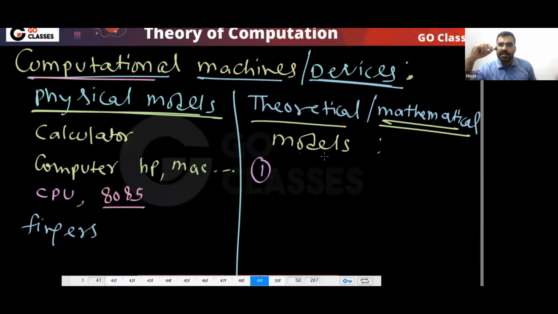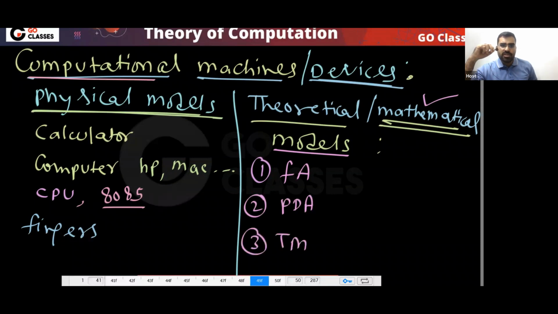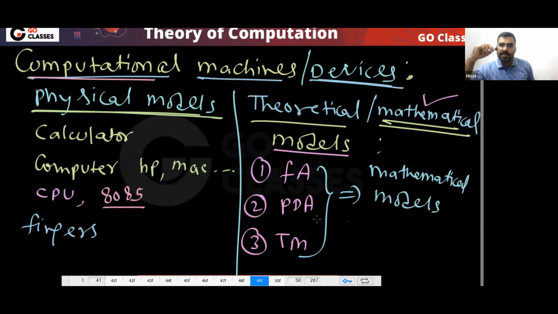So what are the mathematical models that we will study? Mathematical machines that we will study. Okay, we will study finite automata. We will study pushdown automata. We will study Turing machine. So these are the models. Remember, these are theoretical models of computational devices. If anyone asks you what these are, these are mathematical models. These are mathematical machines. So these are mathematical models of computational devices.